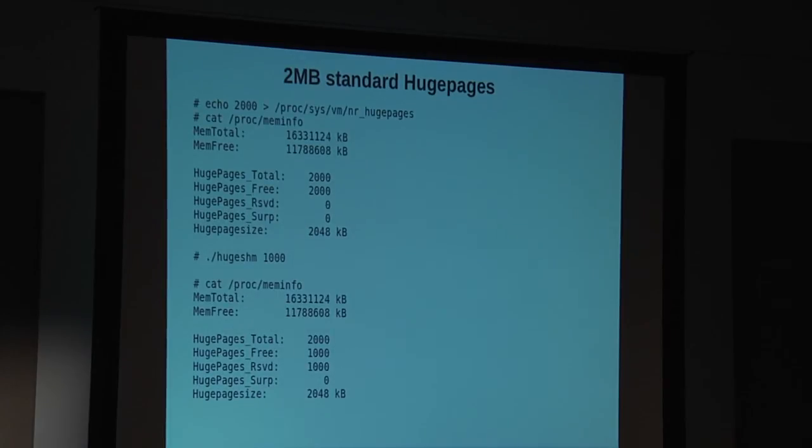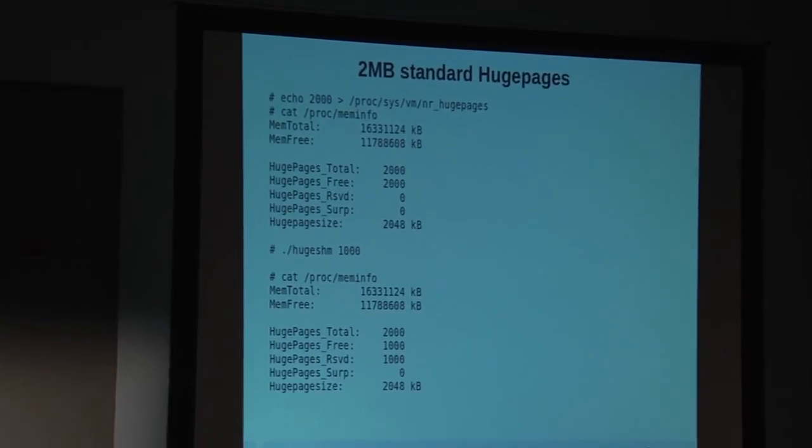As far as standard 2 meg huge pages are concerned, this is just an example of how you allocate them. When you allocate, say, 2,000 huge pages through the proc file system, it will evenly allocate them round robin on all the nodes. It will show you how many are free, and when they're used by a running program, you'll see the free go down and the reserved go up, and as the process touches these pages, they'll actually be used.